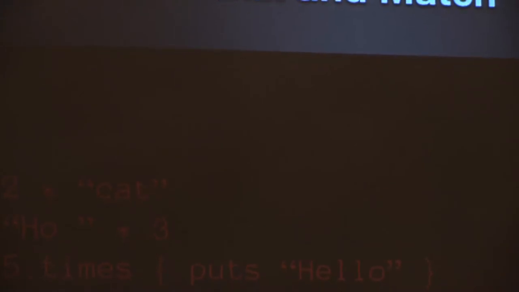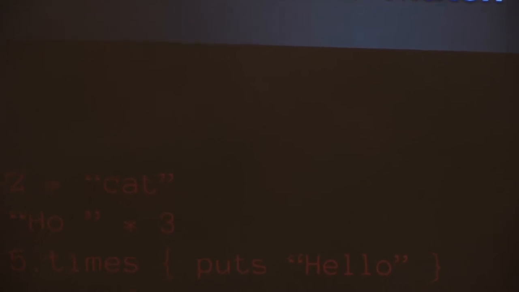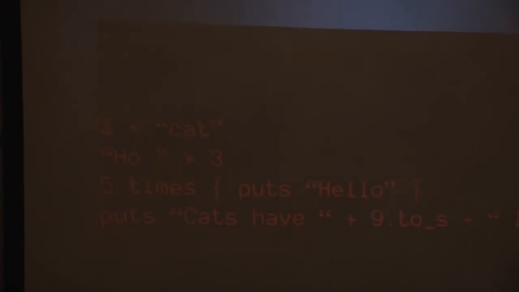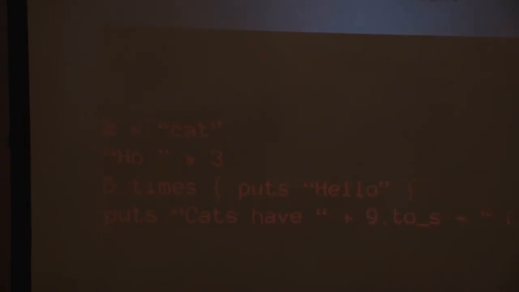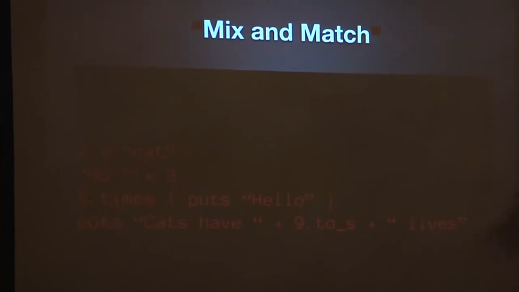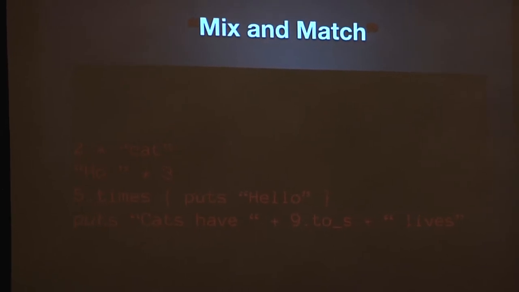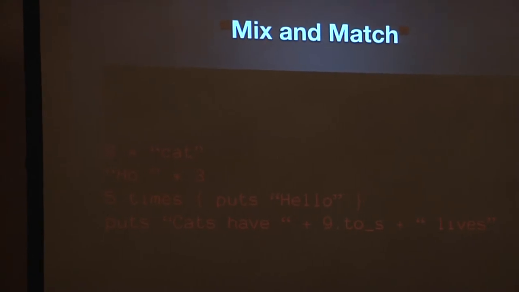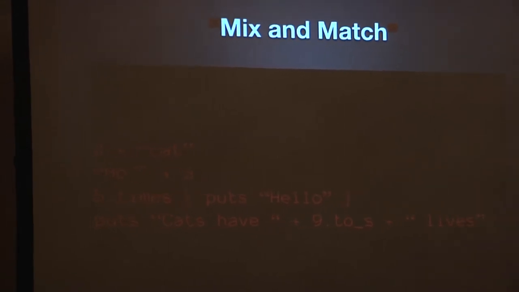So mix and match. First line. Anybody think that 2 times cat's going to work? Anybody think that ho times 3 is going to work? No? Okay. This 5.times is taking an integer and giving it times. This is a built-in enumeration. Enumeration is where you can go over an object through each piece and get more things out of it. So this is really simple. We have the block notation here with the braces, and it's going to print hello 5 times. That's it. No for loop, no anything, you get that for free.